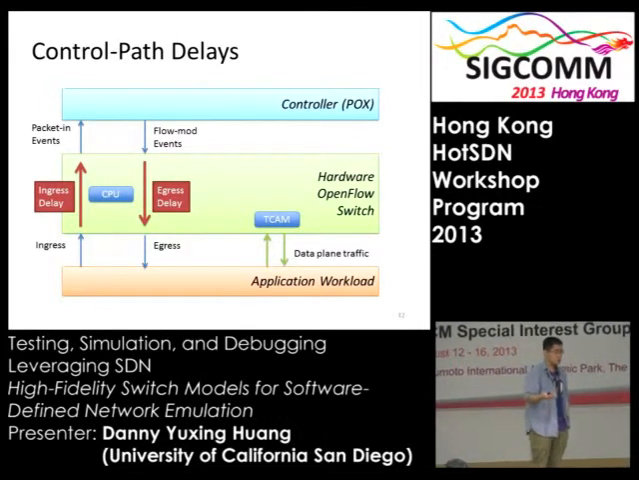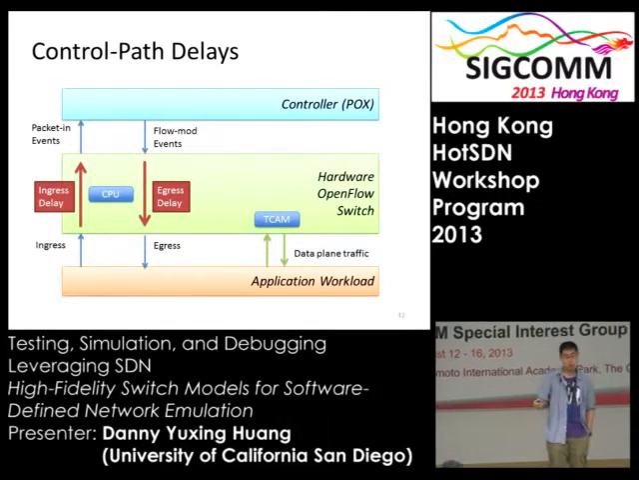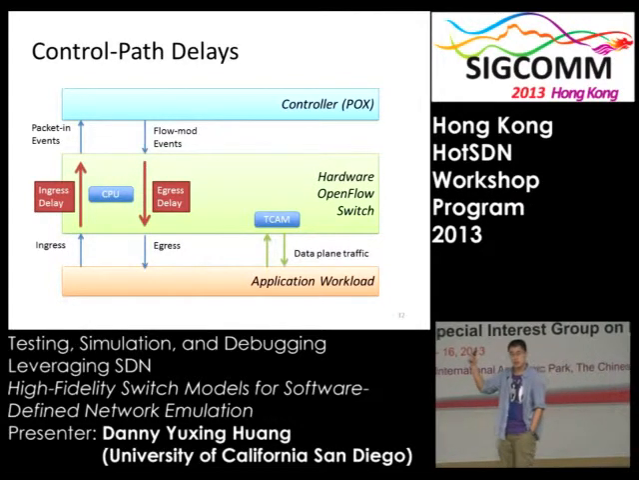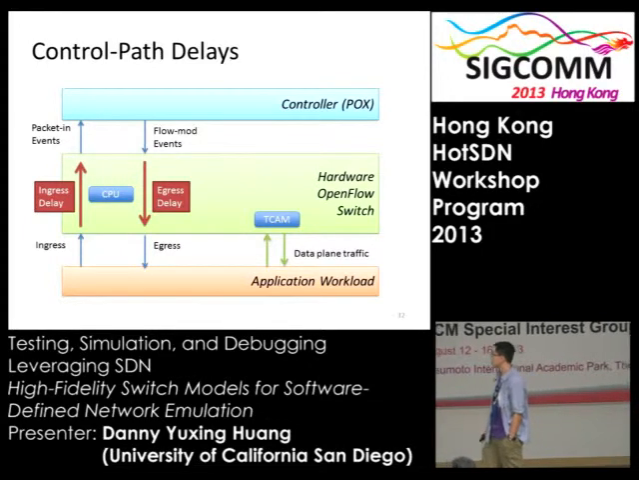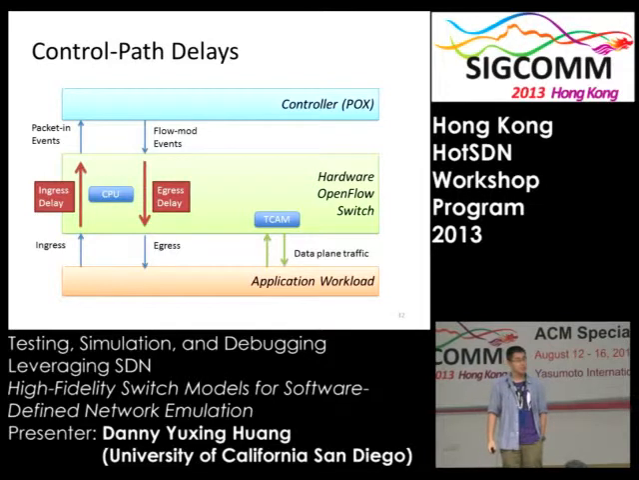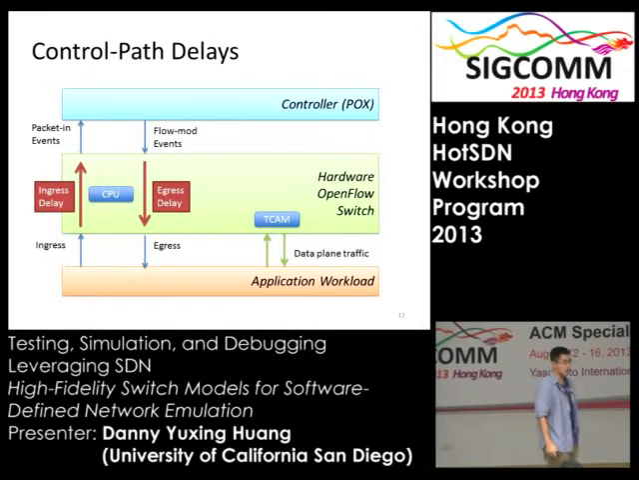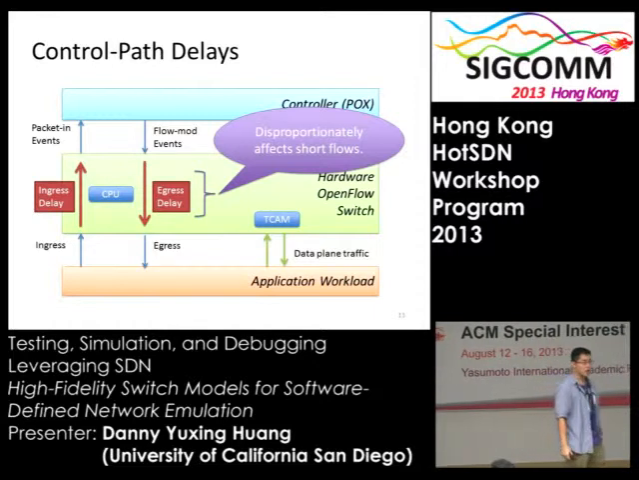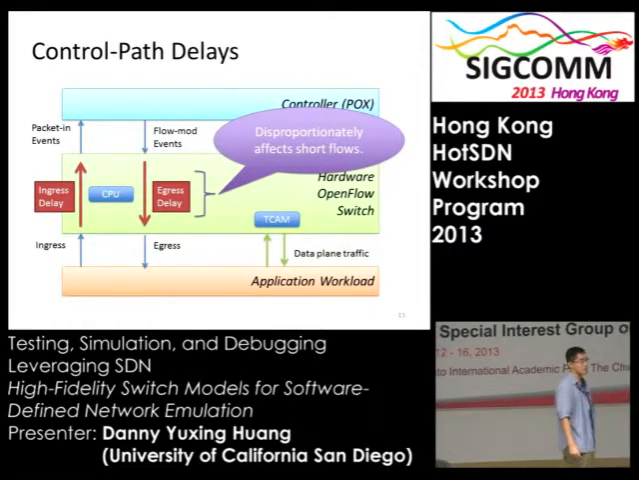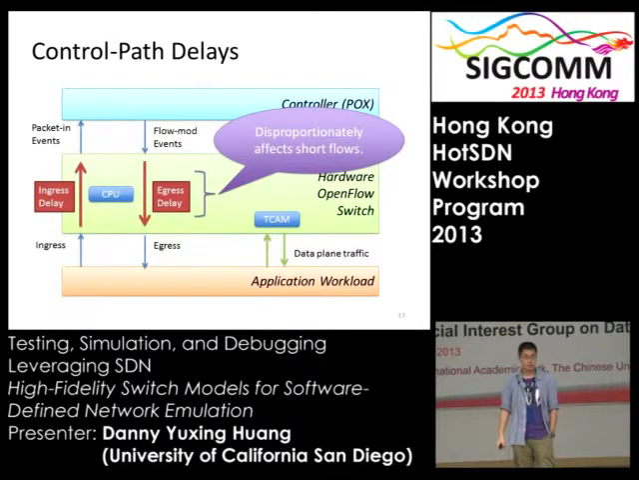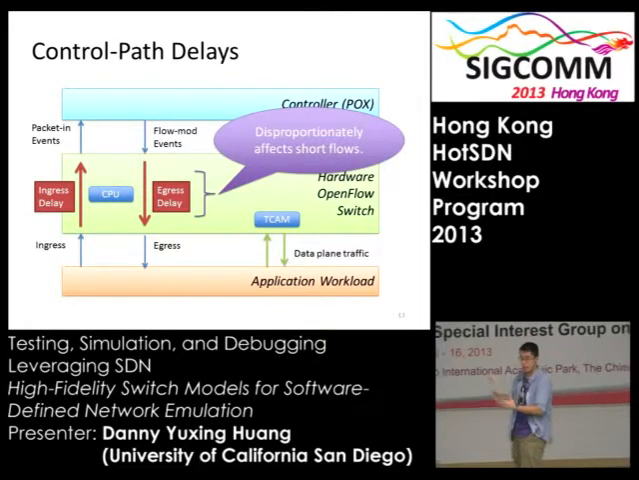And because of this wimpy CPU, the control plane is typically slow, so you usually observe tremendous delay in both the ingress and the egress directions. And the ingress and egress delays are particularly significant if you're talking about short microflows. So to build our emulator, we must first understand what the ingress and egress delays are. And first we have to measure these two delays.